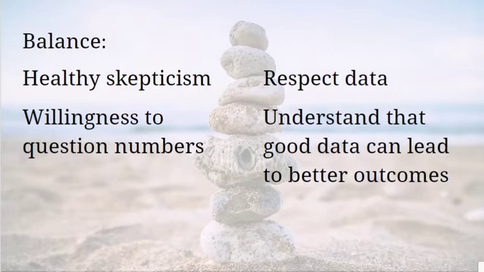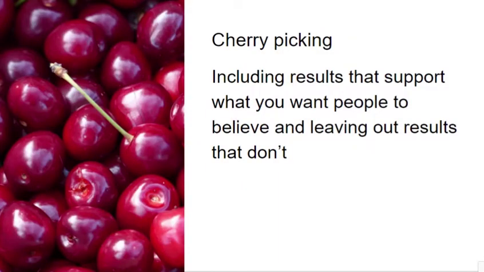Now let's cover just a few ways that statistics can be manipulated and used fallaciously. All right, first, cherry picking. If you went to go pick fruit, you'd be looking for the good stuff, right? And you'd be tossing the bad stuff. But you don't want to do that with your data. Cherry picking is including results that support what you want people to believe and leaving out the stuff that doesn't.